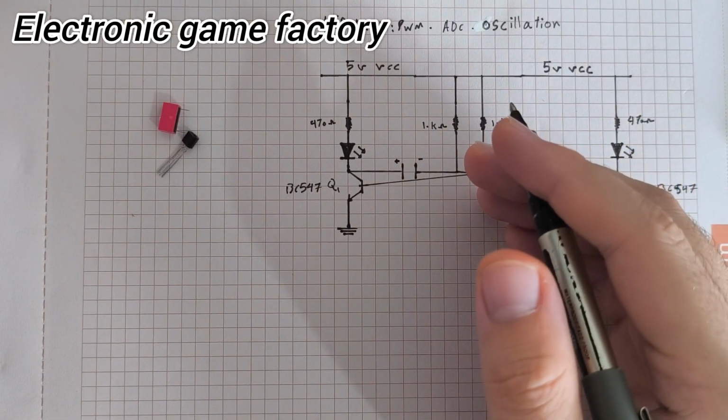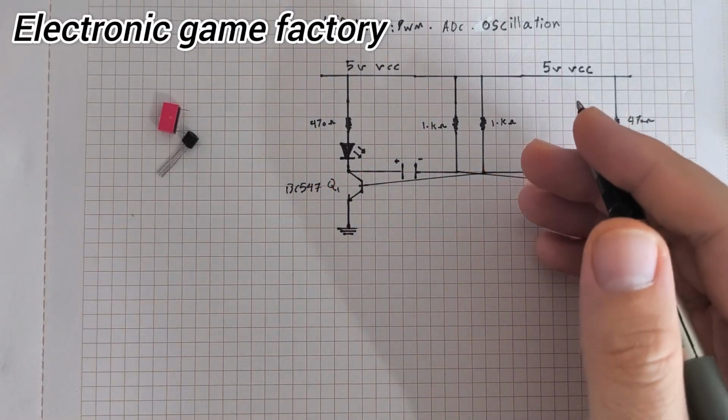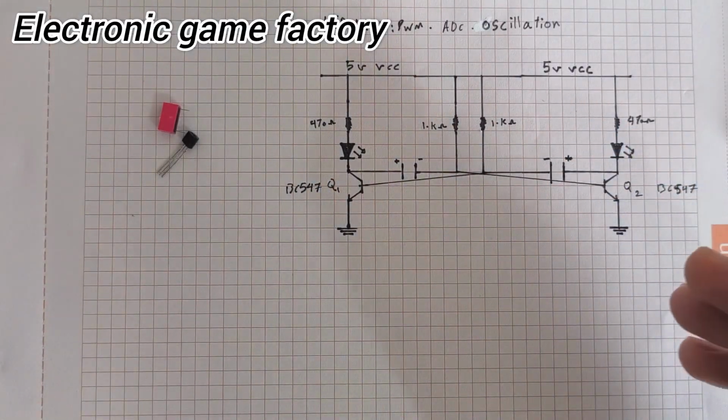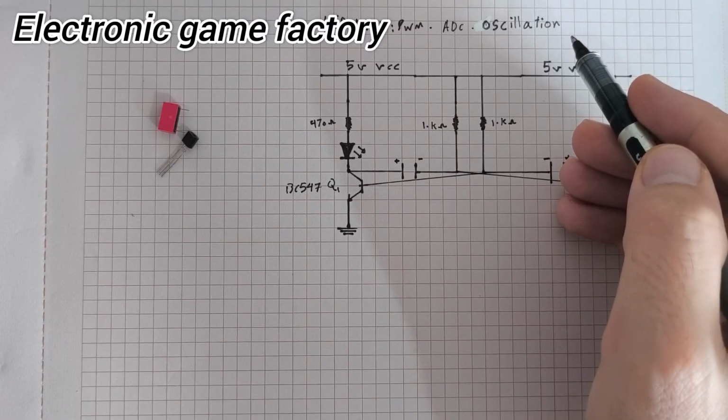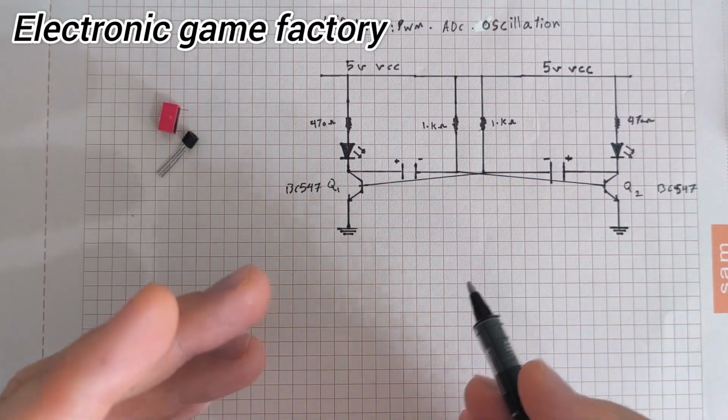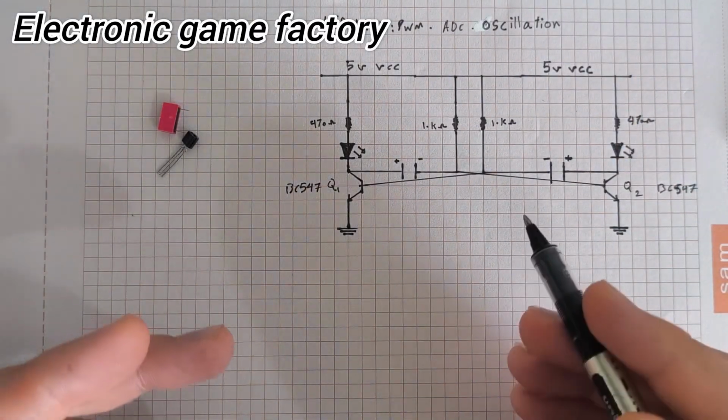Hello, in this video we want to talk about LED blinking, the circuit which is a mother science of PWM, ADC and oscillation. But what does it do? What is the functionality? Let's start.